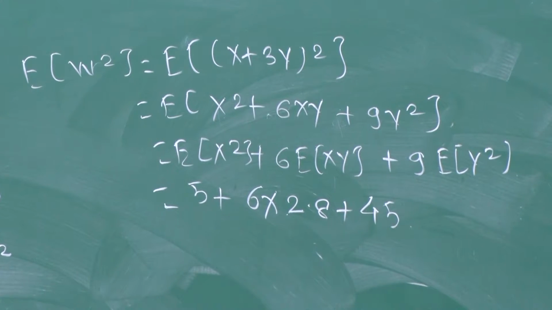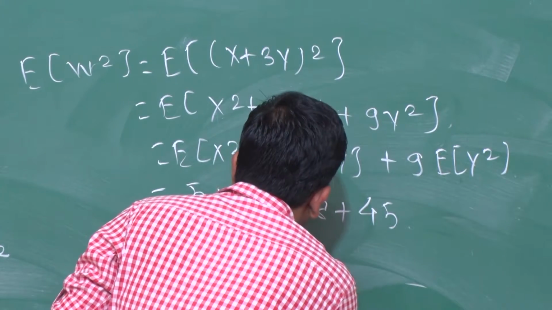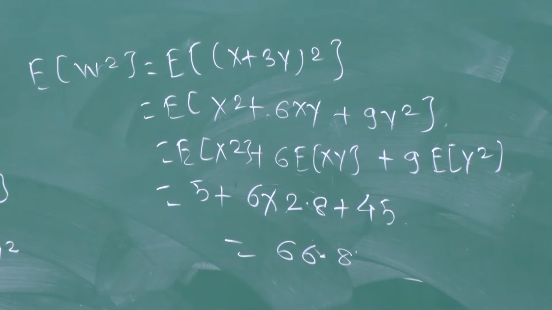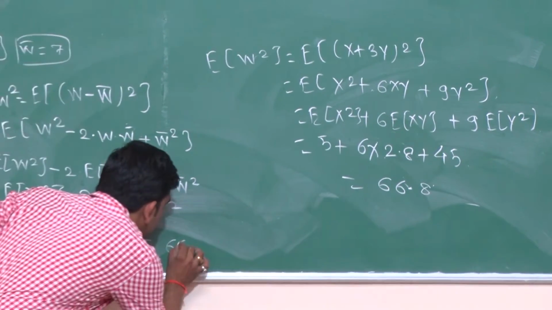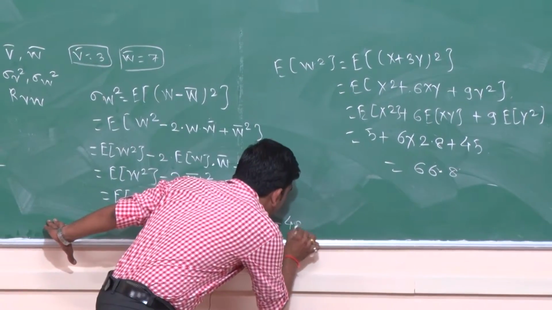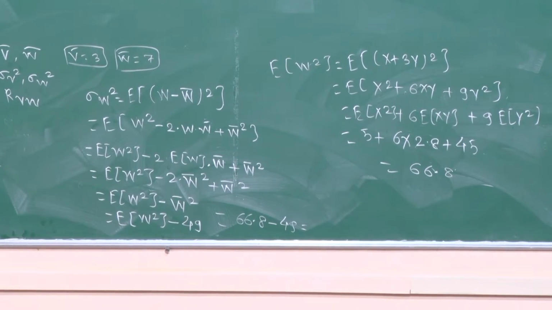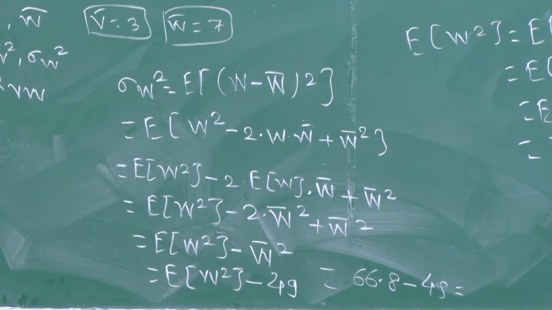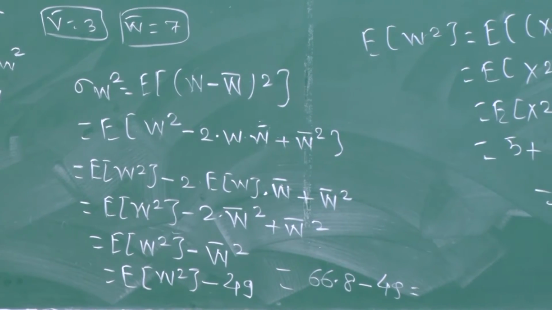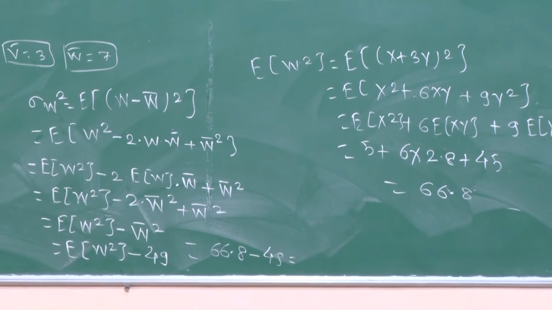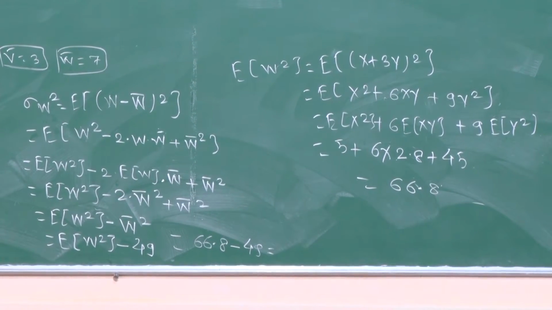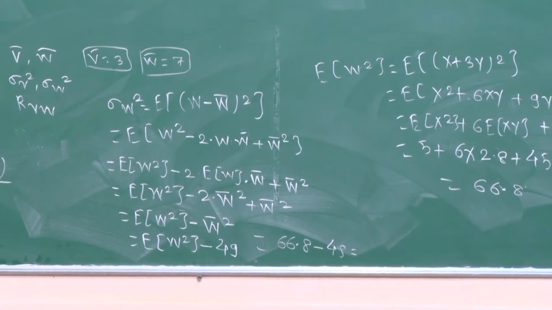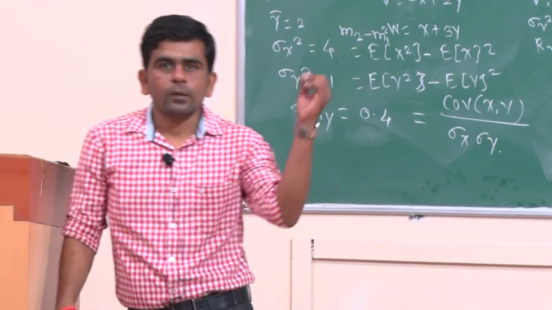What is this value? 66.8. Then here the variance value we will get is 66.8 minus 49. What is the final value? 17.8. Okay. So in this way we will get the value for sigma W square and sigma W. Is it okay?